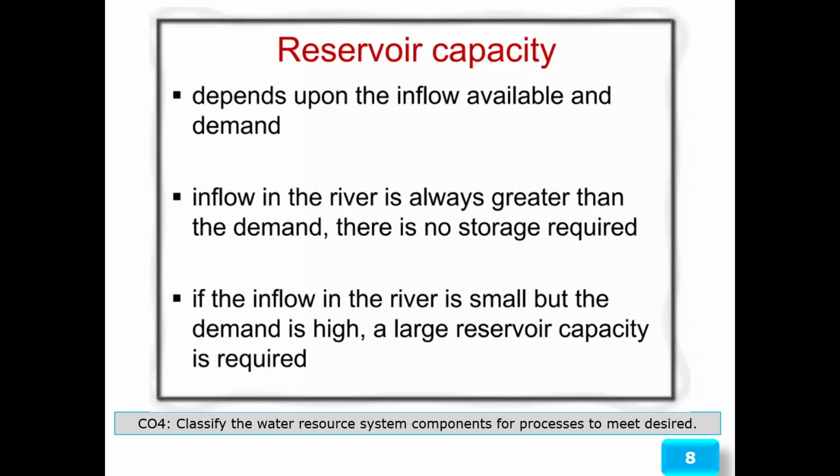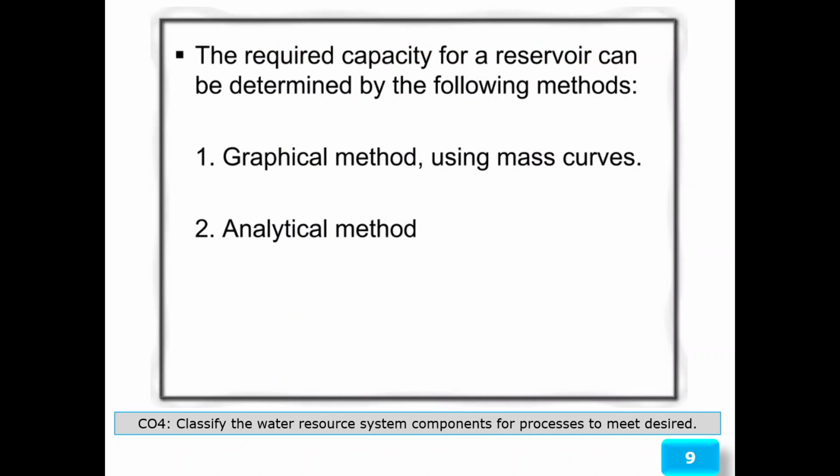So see the reservoir capacity. It depends upon the inflow available and demand. So if the inflow in the river is always greater than the demand, there is no storage required. If the inflow in the river is small but the demand is high, a large reserve capacity is required. So it is up to the inflow level. The inflow is nothing but flow of water in the particular area, the area we are going to build as a reservoir.